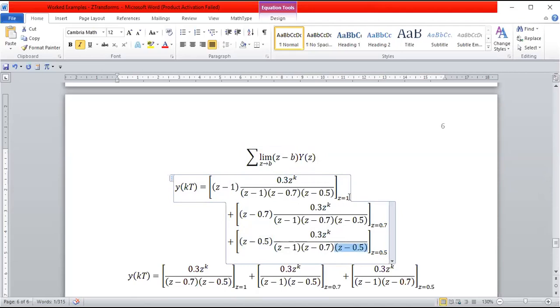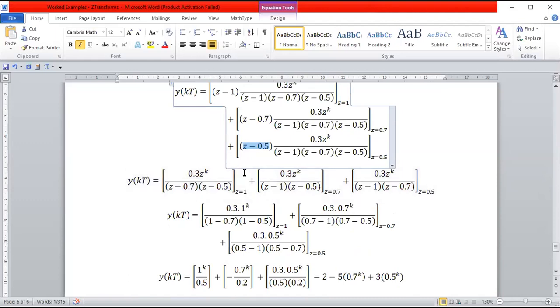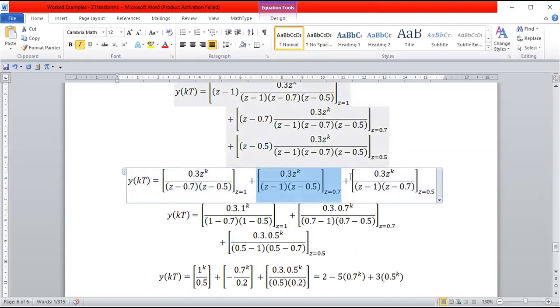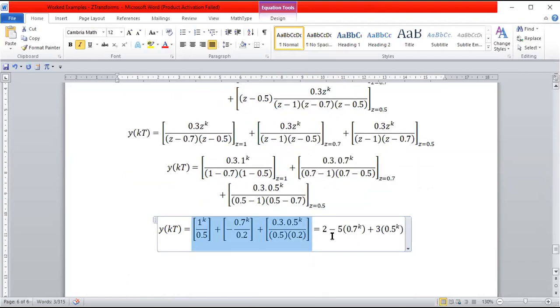Then you find the limit for the first one as Z is equal to 1, because you have Z equal to 1 here. You find the limit as Z is equal to 0.7, because you have 0.7 here. Then you find the limit as Z is equal to 0.5. I'm doing this example because when we had that class, somebody asked whether we can use the residue method when you have triples. When you do the algebra, it is further simplified into this. When you plug in the limits of the three, you get this. Then when you expand and simplify, you get this. So this is the residue method.